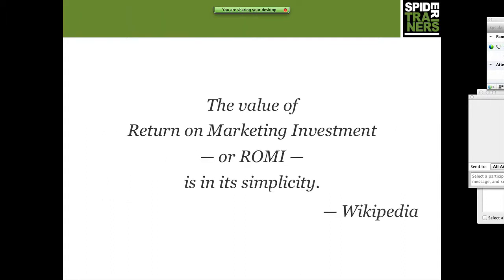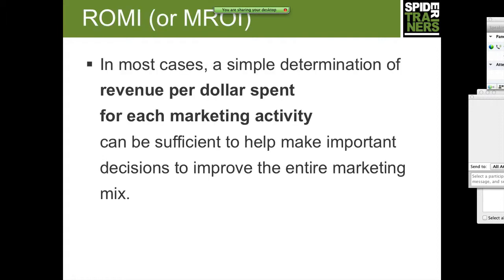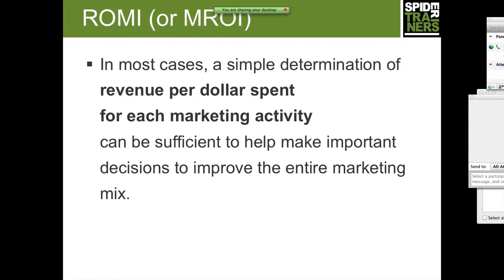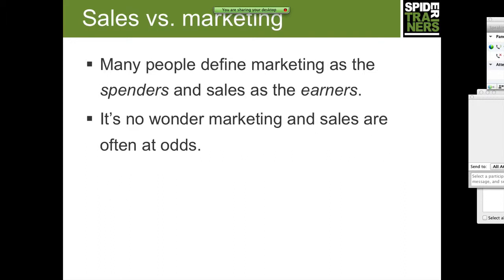And so as Wikipedia says, the best part about ROMI is in its simplicity. ROMI is the measurement of the revenue per dollar spent for each marketing dollar. I don't know why my slides keep jumping around, but it's revenue per dollar spent for each marketing activity. So if you spend $10 to market a product and you make 20, that's your marketing ROI.